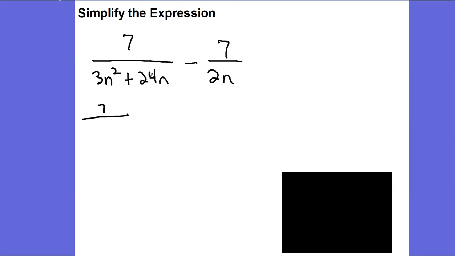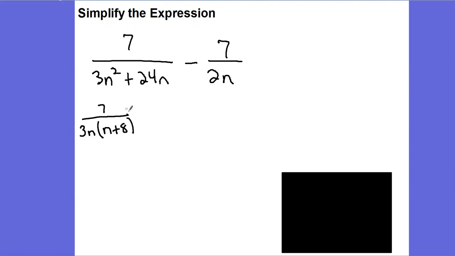So 3n squared plus 24n, notice between the 3 and the 24, you can divide both of those by 3. And so I can pull out a 3 and I can pull out an n. So this is 3n. And what am I left with here? So 3n squared, pull out that 3n, divide it by 3n. This will be n. 24n divided by 3n would be 8.